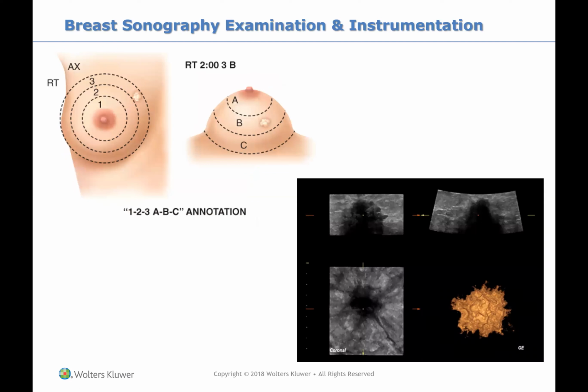You can also do the 1, 2, 3 ABC method, but a lot of people just decide to do it from a distance from the nipple. So how many centimeters away? I would look at my probe and see that's like 4 centimeters away. So I would use that as a measuring stick when finding that mass.